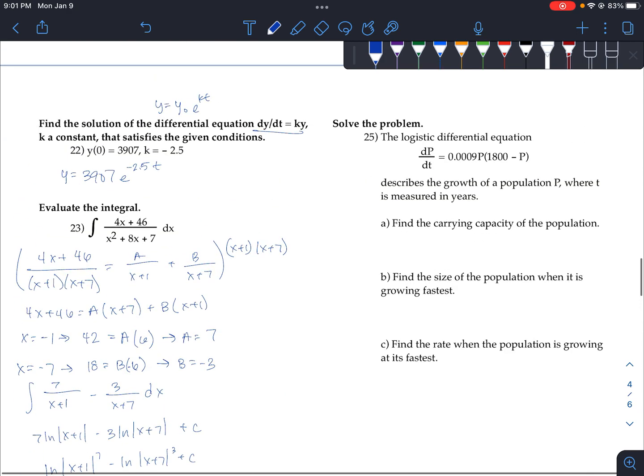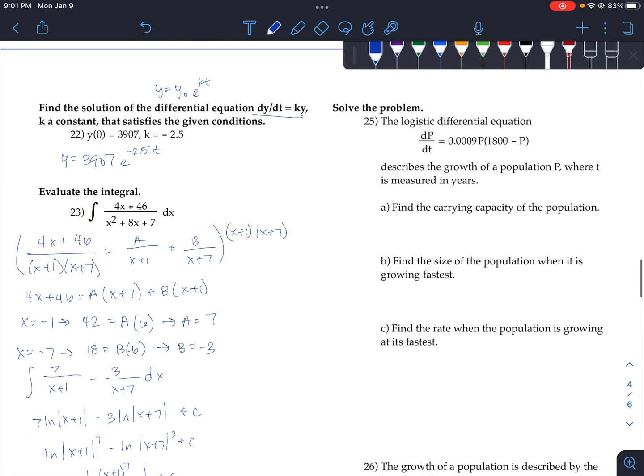Okay, this shouldn't be too much longer. These problems should be pretty quick. So the logistic differential equation here describes the growth of a population where t is measured in years. So find the carrying capacity. Carrying capacity would be 1800.